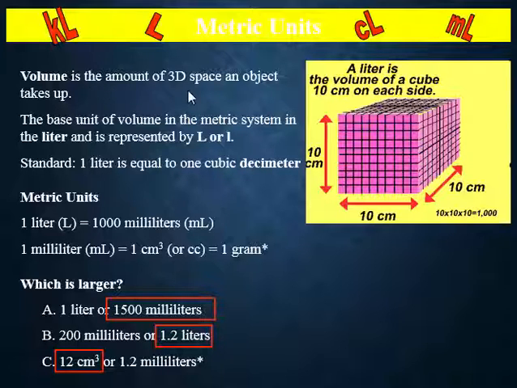We're going to review volume. Volume is the amount of three-dimensional space an object takes up. As we've been practicing in class, a pencil has less volume than, say, your math book. So volume is the amount of space it takes up.